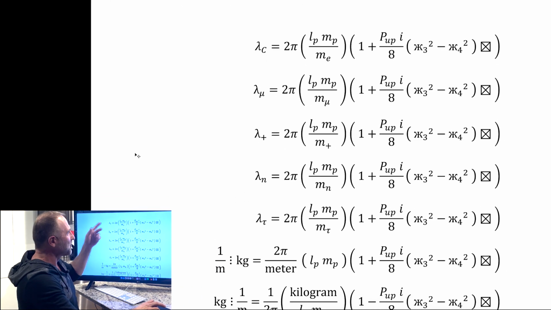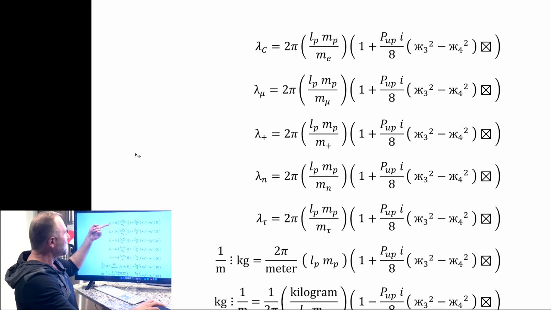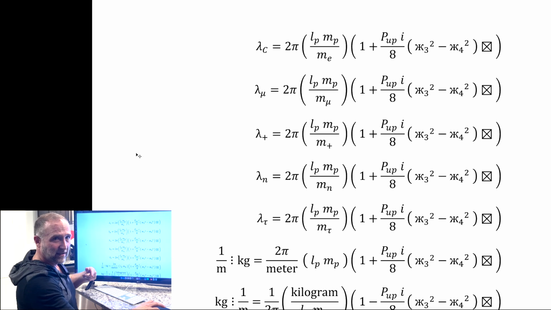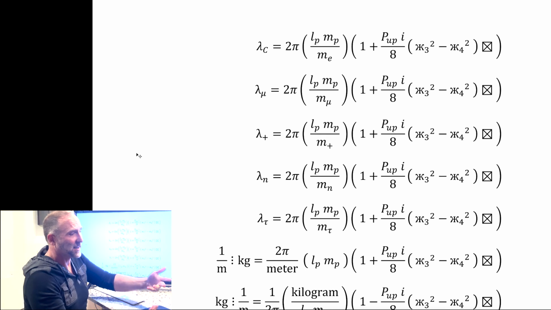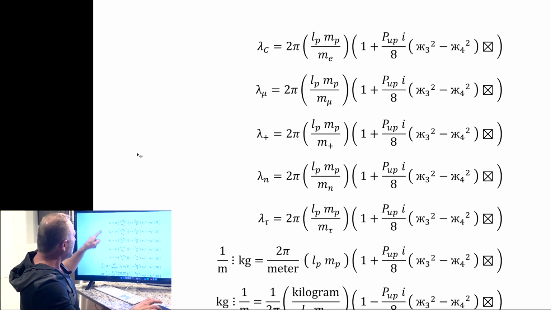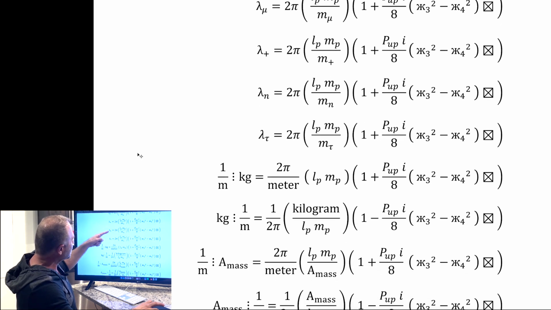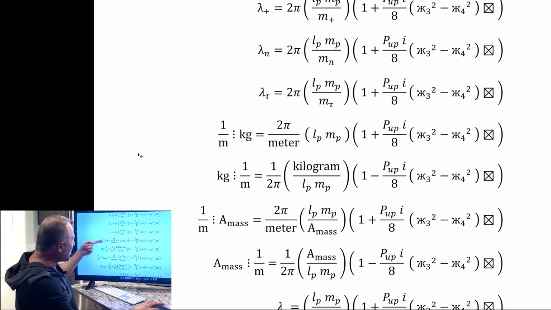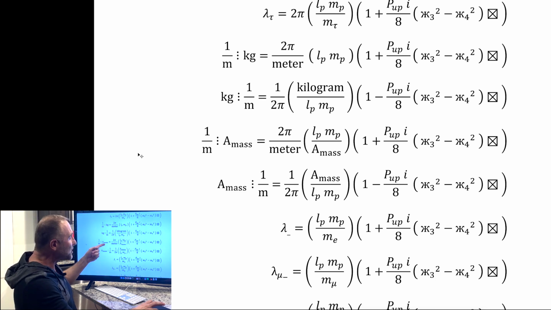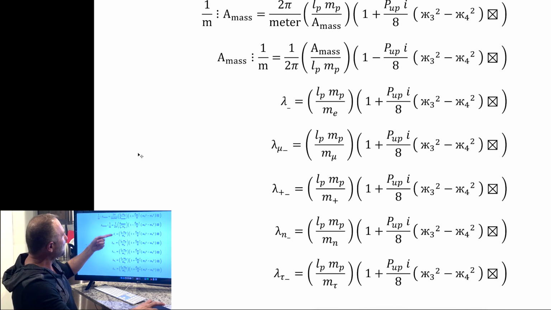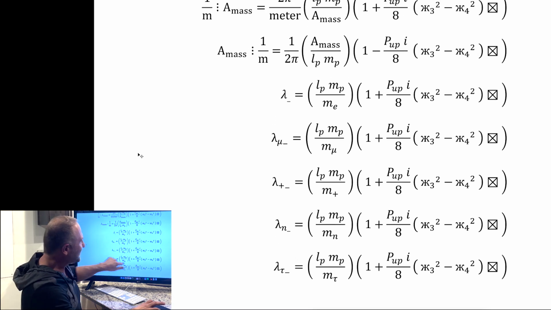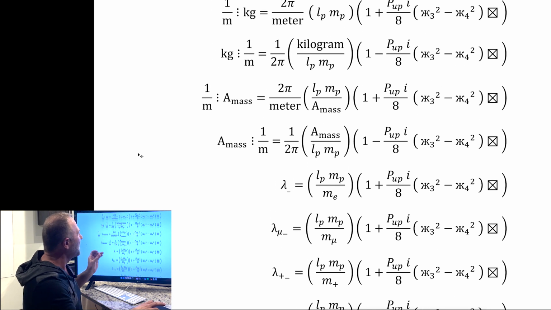This is the Compton wavelength. And these are all the wavelengths of the different particle masses, right? I mean, every mass can be converted into light, into energy, right? And this is the wavelength. This is the Compton wavelength and all the other wavelengths down. Then we have the inverse meter kilogram relationship, the kilogram inverse meter relationship, the inverse meter atomic mass unit relationship, and so on. And these are the reduced versions of the same thing. So 14 things pop out, a simple, beautiful pattern.